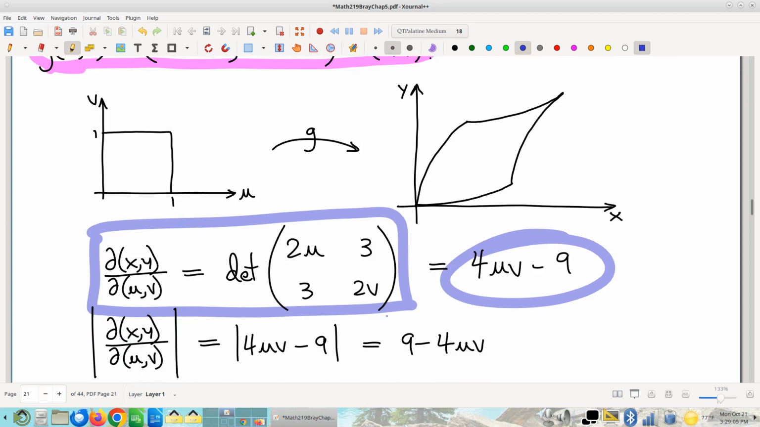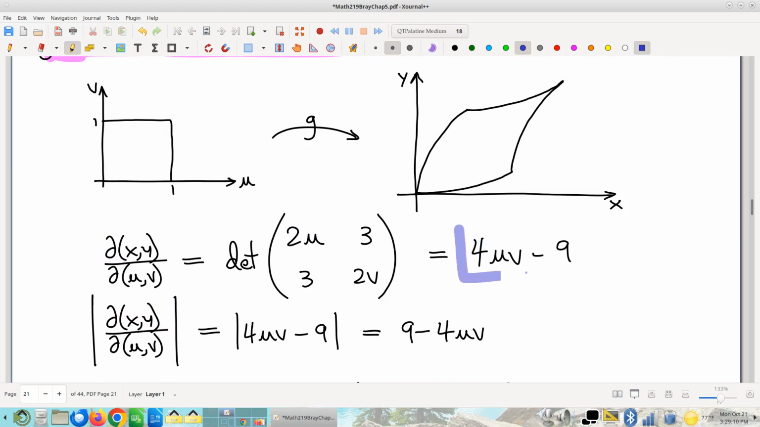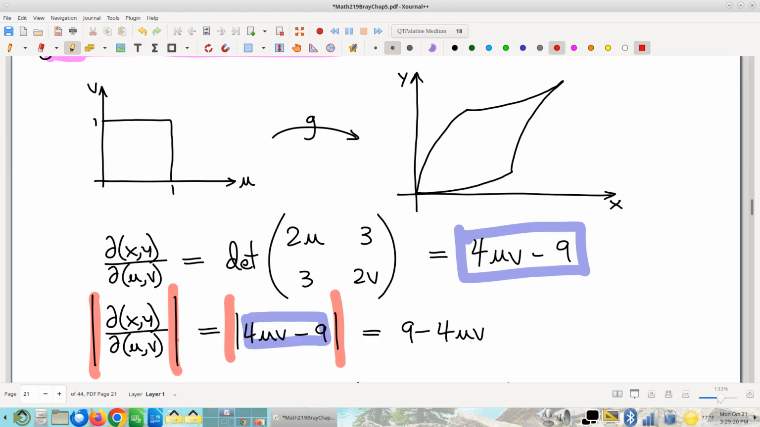Now, here's where it gets a little unfortunate, a little annoying, and that is that this thing is not my stretching factor. I need the absolute value of that thing. How do I compute the absolute value of some weird expression that isn't immediately obvious whether that's positive or negative? Right? And so you have to break it down and analyze the expression in question. You can't just throw away the absolute values. That's no fair, right?